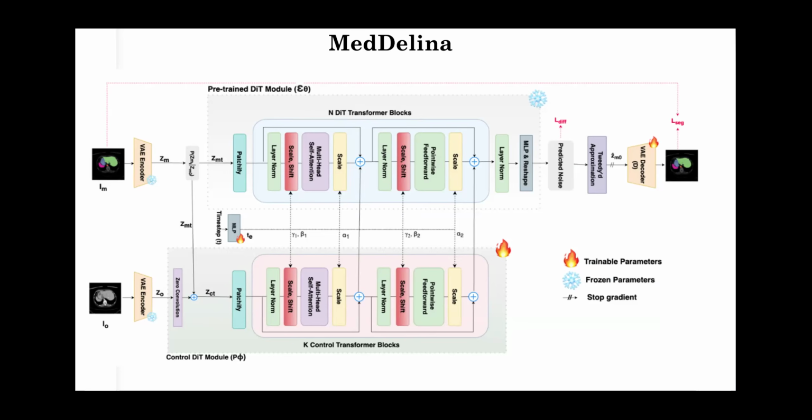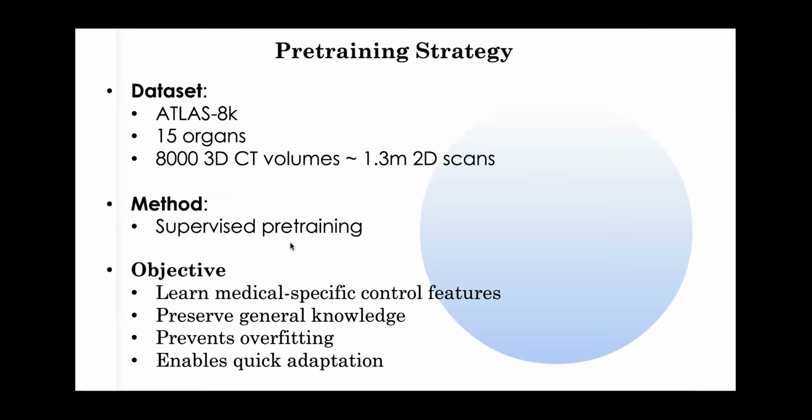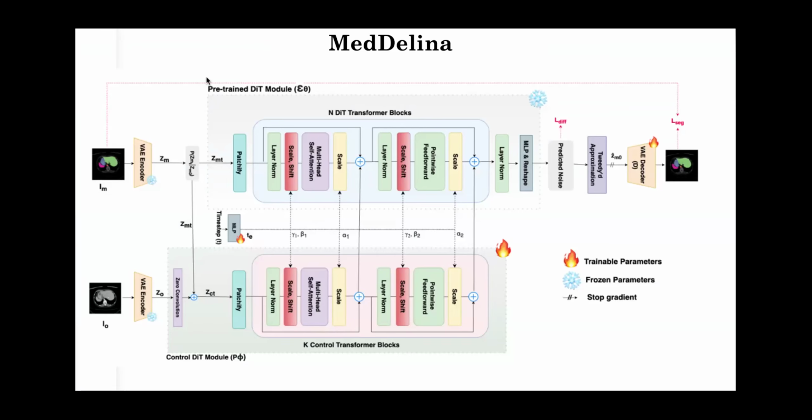So what do you give as input? You still have input. We only give the noise basically. So we only use this part, the pre-trained DIT module, and this part, the controllable DIT module. That's it. Nothing else. We don't use this part, the VAE encoder, basically.